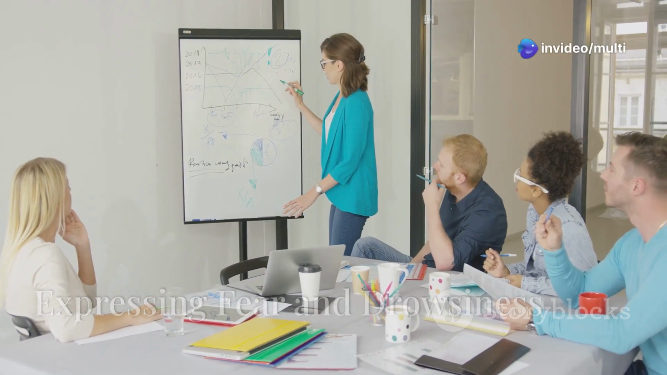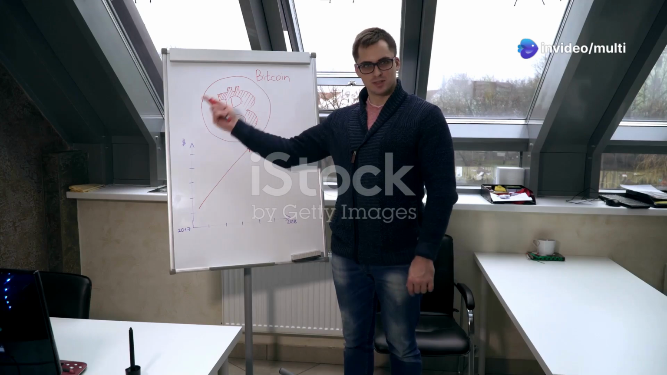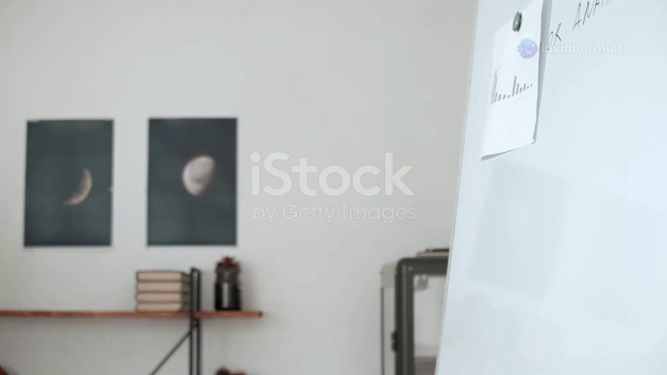Next, we use avoir to talk about fear and drowsiness. For example, J'ai peur. I'm scared. J'ai sommeil. I'm sleepy. Here's how it sounds in a sentence.